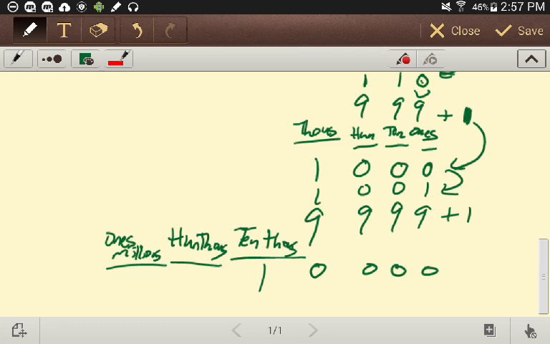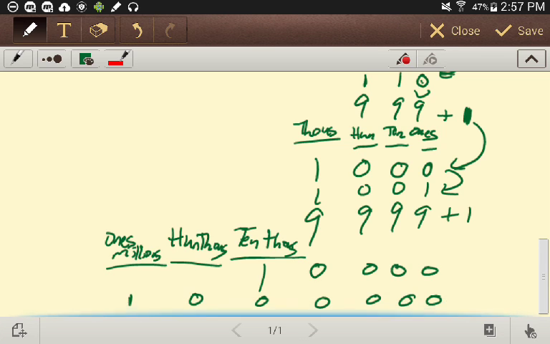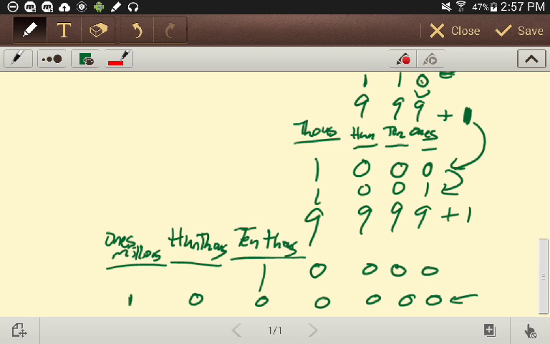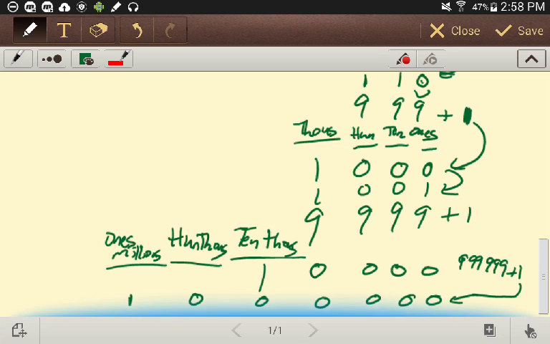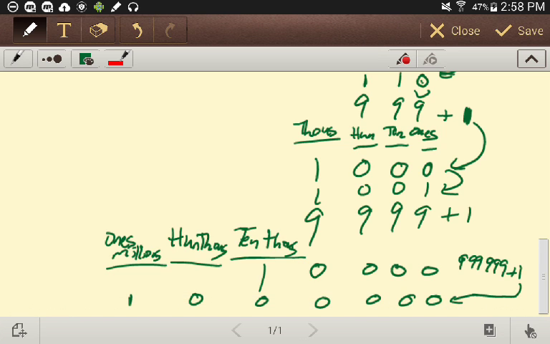Let's write that out down here. 1 million, no 100,000s, no 10,000s, no thousands, no hundreds, no tens, and no ones. 1 million is 999,999 plus 1. That gives us 1 million. Wow, look at all of those zeros.